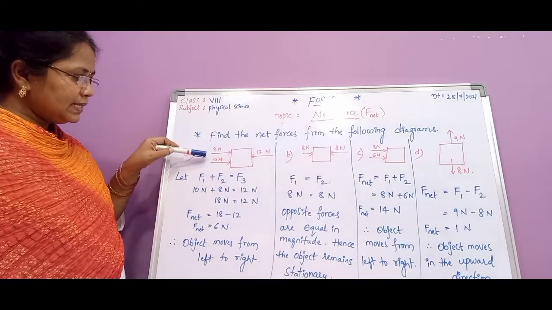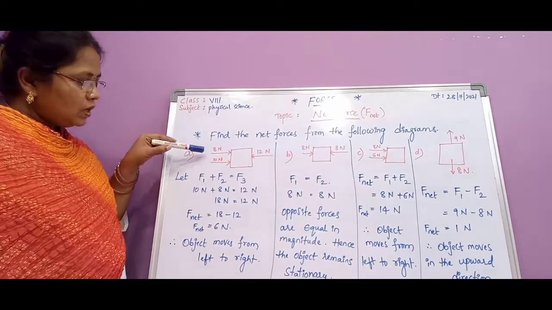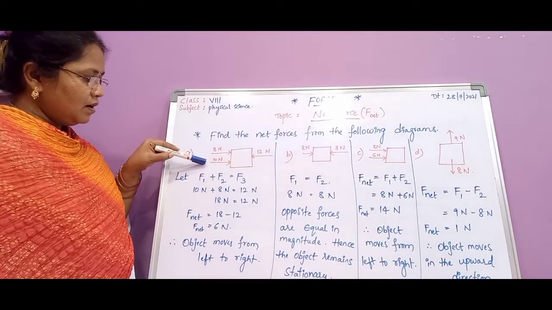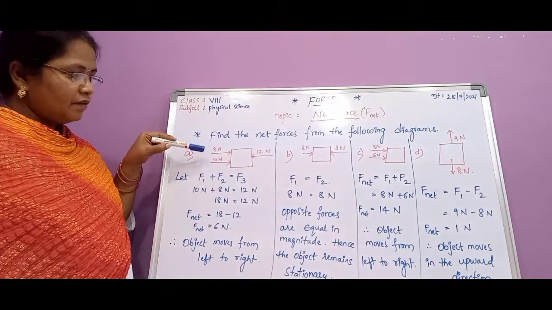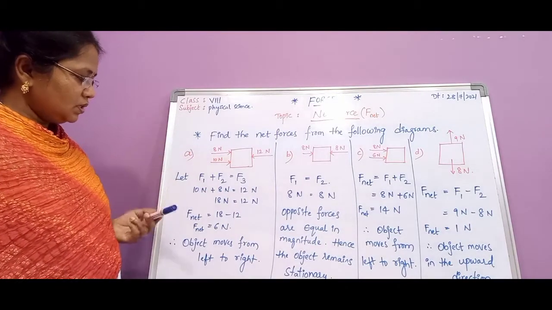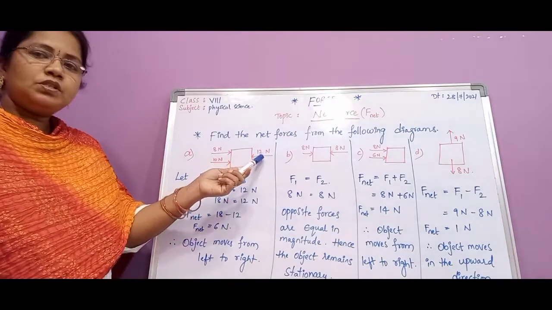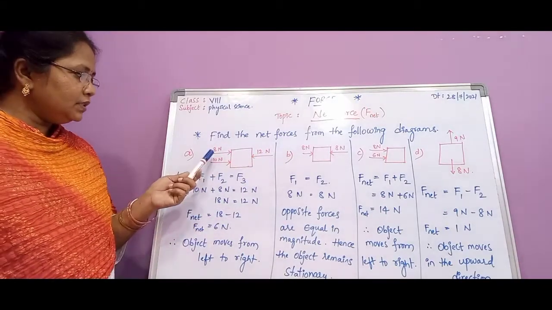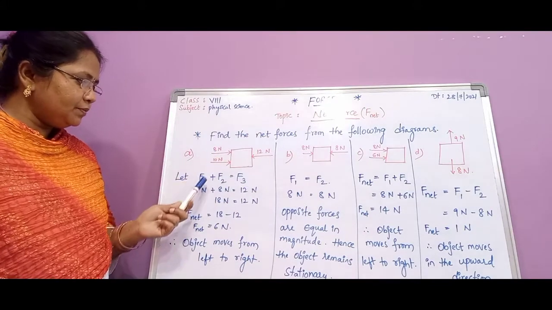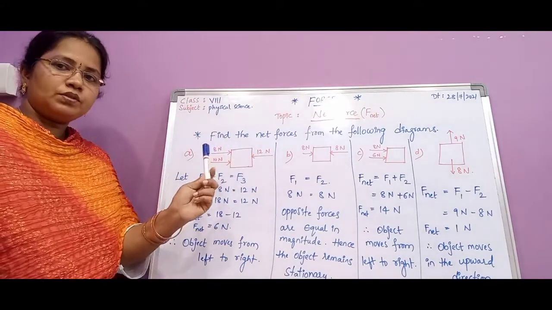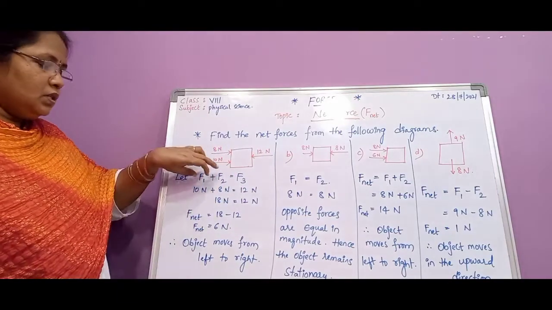These two forces, as they are in the same direction, we have to add them together. Let us assume this is F1 and this is F2, so F1 plus F2. Let us assume this 12 newtons as F3. As F1 and F2 are in the same direction, we have to add them together, F1 plus F2. And this F3 is in the opposite direction, so we have to subtract it from the total of these two.